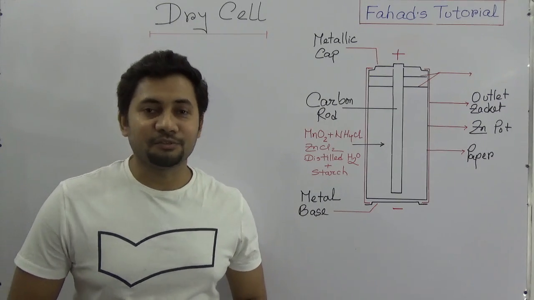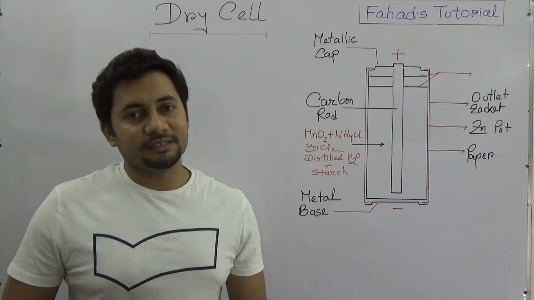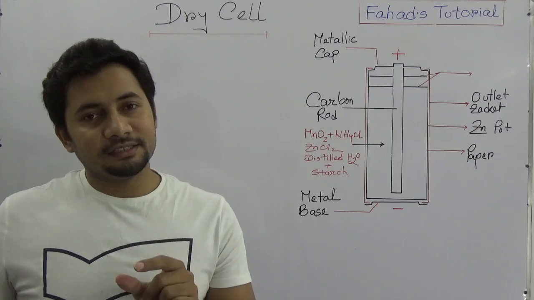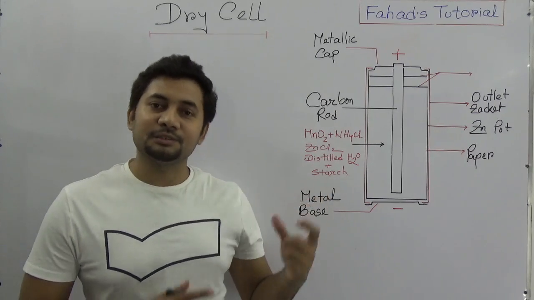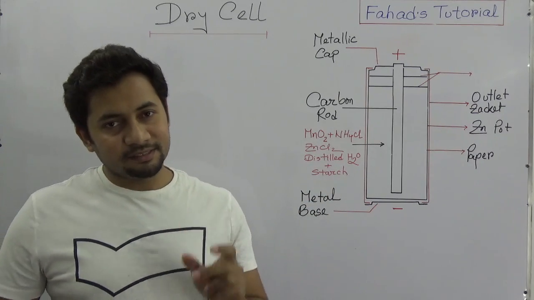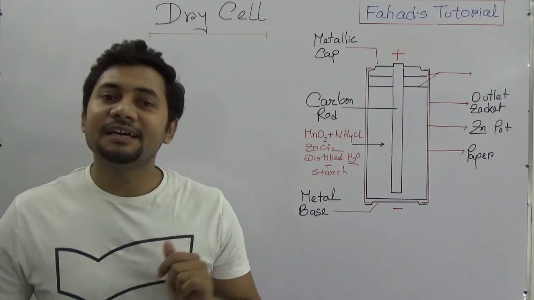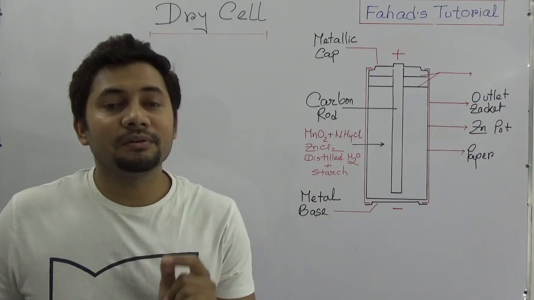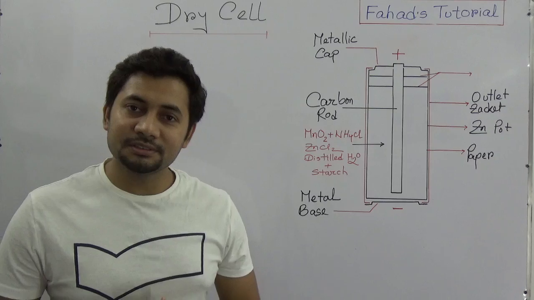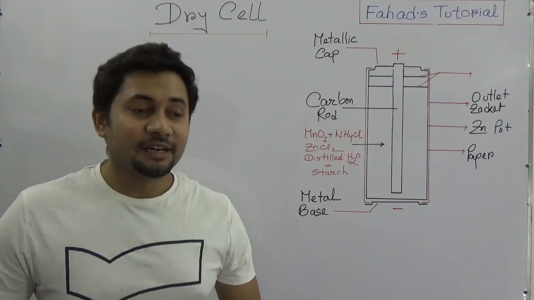Let's study about the dry cell. In earlier classes, we studied about the Daniell cell or the galvanic cell. The dry cell is one type of galvanic cell. But the difference is that in a dry cell, no liquid electrolyte is used. That is why it's called a dry cell.